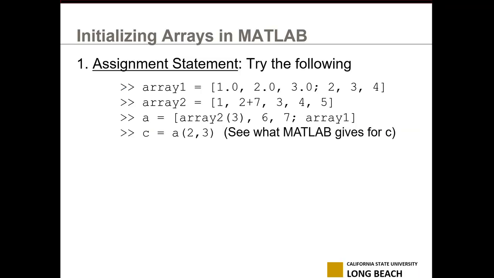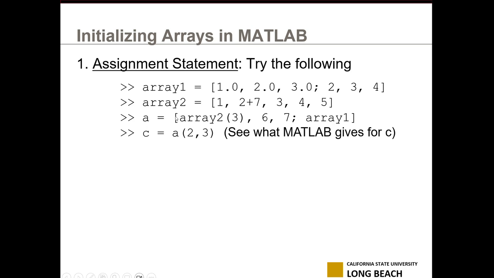All right, so let's look at these arrays. We have array 1, which is 1, 2, 3 up top, 2, 3, 4 on the bottom row. And then array 2, looks like there's 5 elements in here. I guess you could just put a 9 for the second one, but they tried to trick you with a 2 plus 7. But what's going on with A?